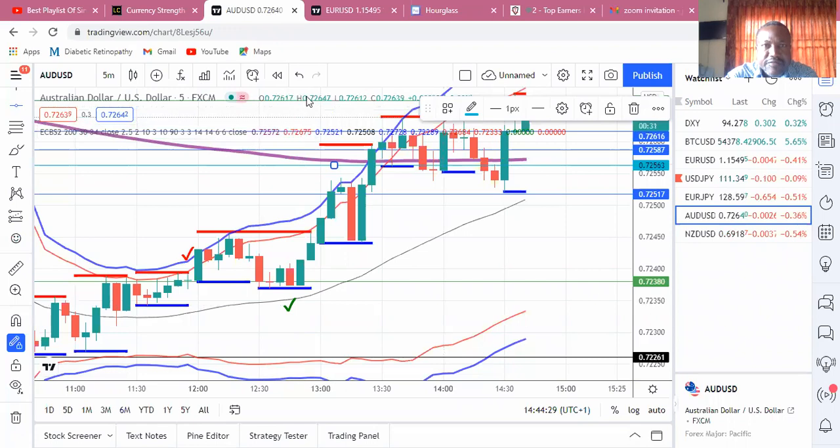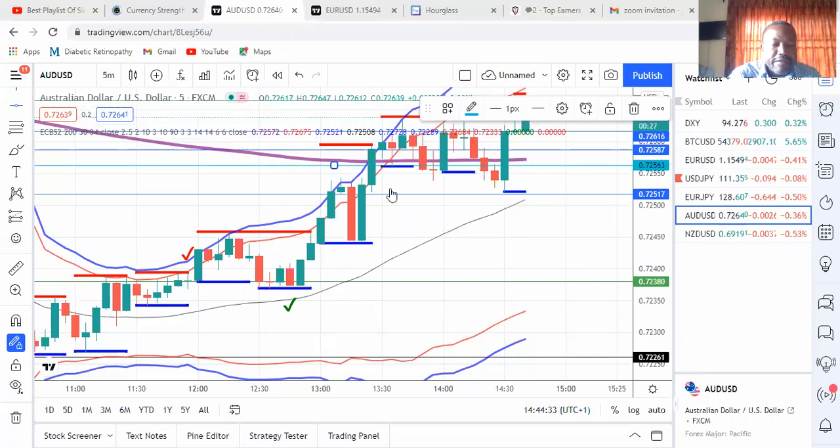So 587 and below. If everything matches on AUD USD, 587 and below, we expect a 3 to 5 minutes bullish move. So I hope you got that.